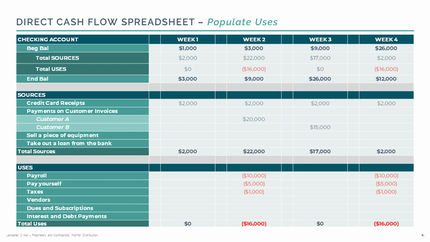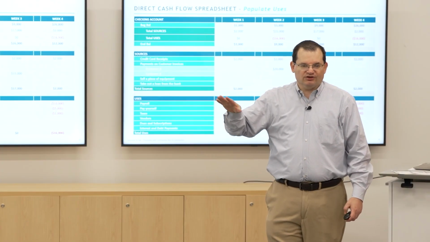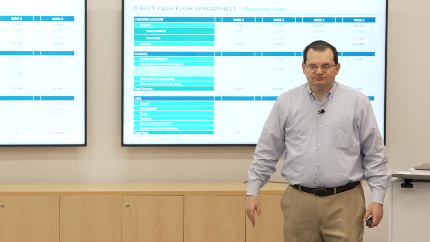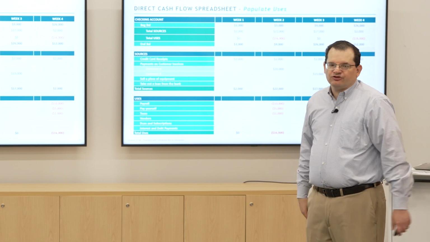So week 1, we started with $1,000, $2,000 comes in. We end that week with $3,000, carry to the next week. $22,000 comes in on week 2. We spend $16,000, so we'll end the week with $9,000, and so forth. Everybody's okay? Is the tax a reserve account where you're just accruing for an annual? No, I'm assuming that's like your payroll tax.